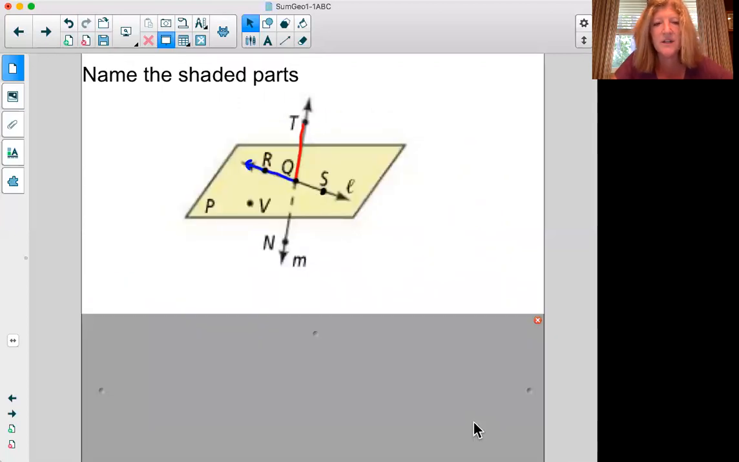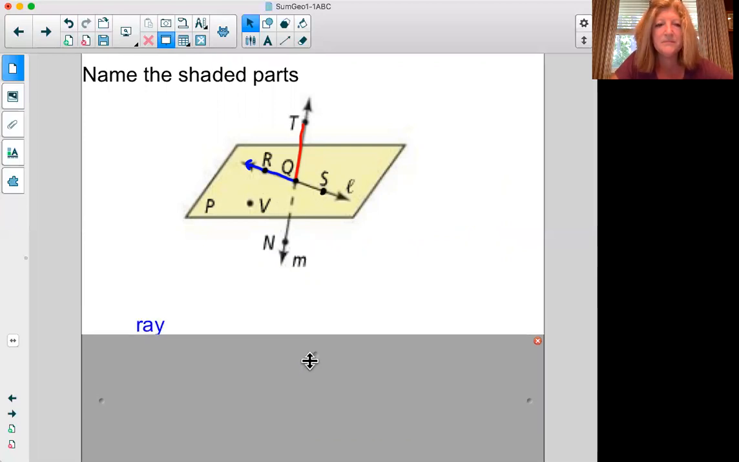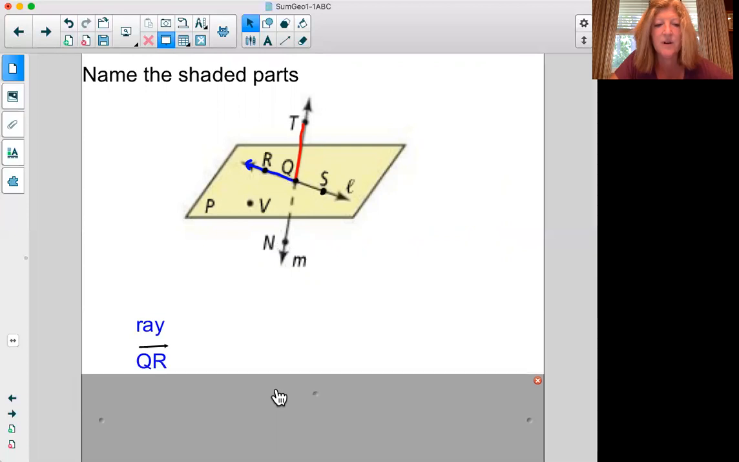So pause the video and try to name the red and the blue shaded objects. The blue is a ray. The endpoint is Q. So when I name it, I have to start with Q and then name any point it goes through on its way to infinity, QR. Notice, even though the ray goes to the left, the symbol is still consistently with the arrowhead on the right, because that's the way we name the ray. You start with the endpoint and then any point it goes through on its way to infinity.